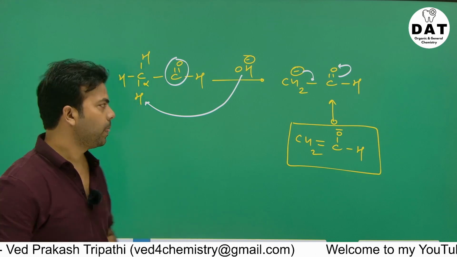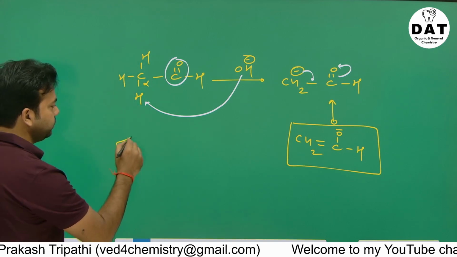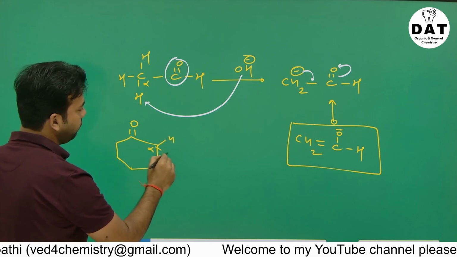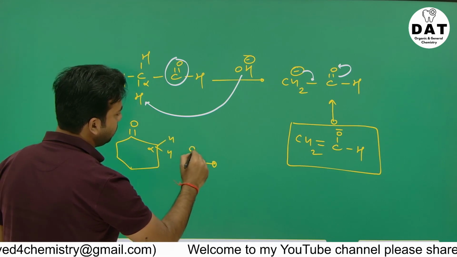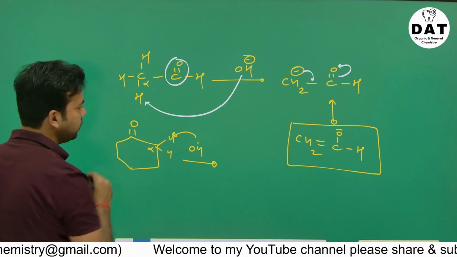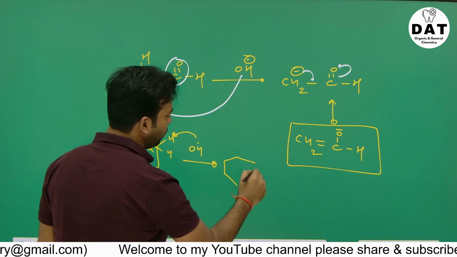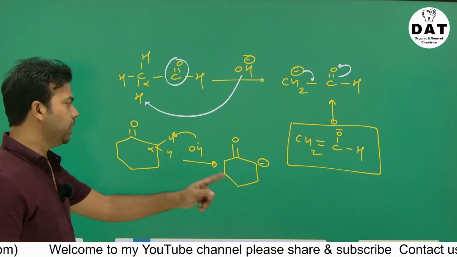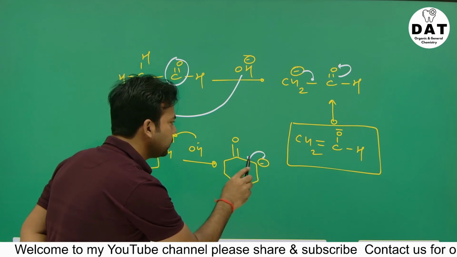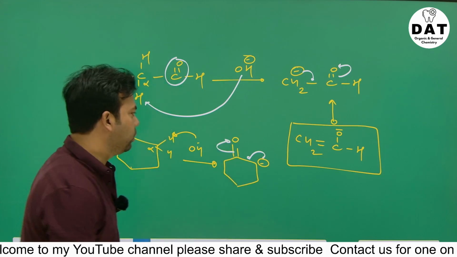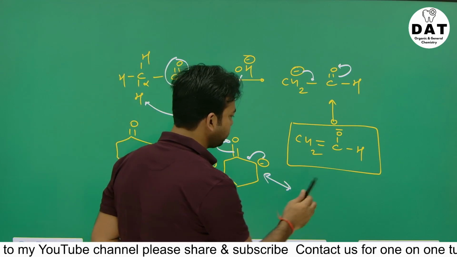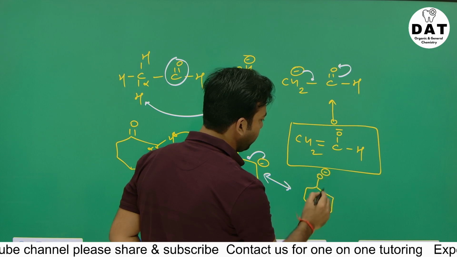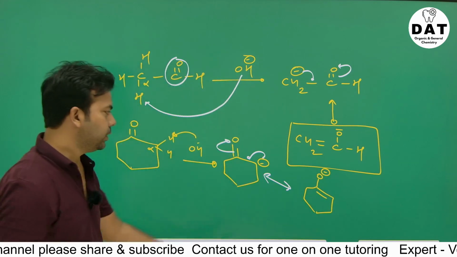Clear? Suppose you have this one. This is alpha and has 2 hydrogens. We have a base. So the base will grab this hydrogen. So now negative on a carbon. Now this is in resonance, so it will donate the electron and the C=O breaks like this. So we have a negative on the oxygen, like this. And this is my enolate.